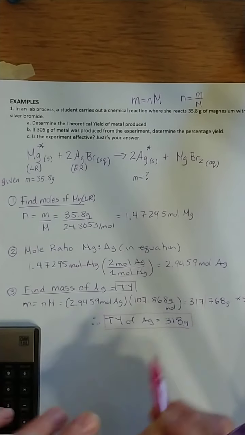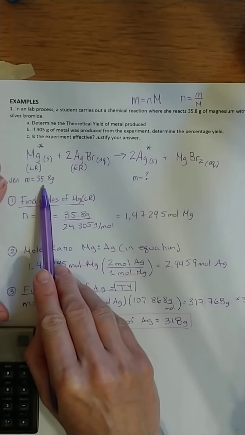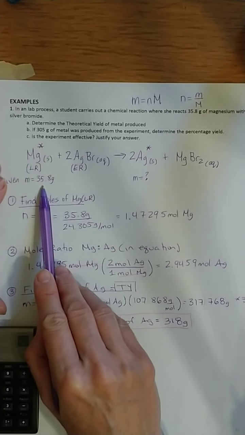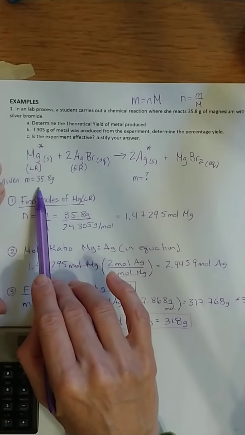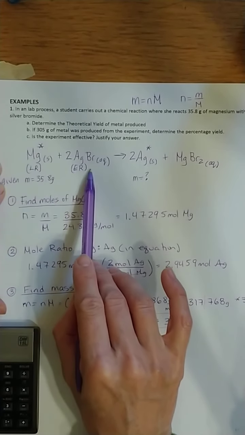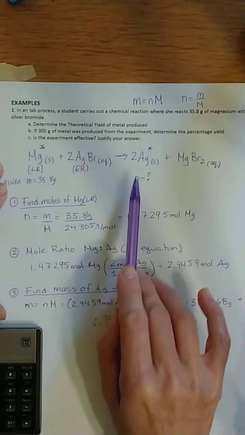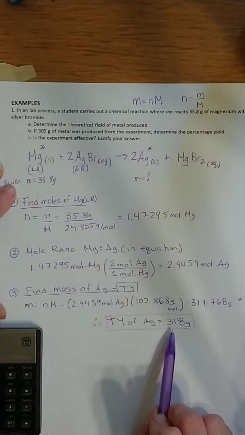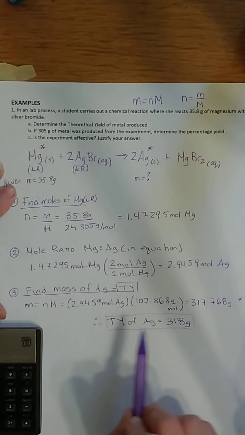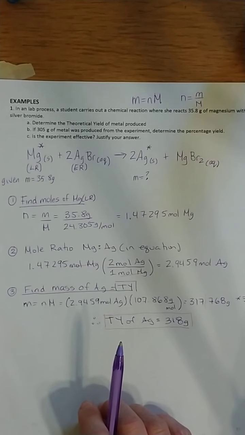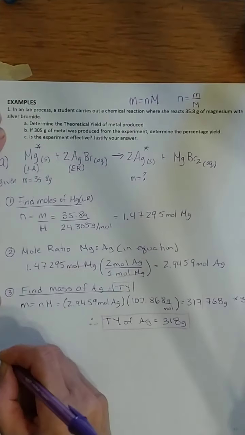So what does this mean? Well, it means that if I gave you exactly 35.8 grams of magnesium, and you completely reacted it, used it all up, and had some excess silver bromide left over on the other side of the equation, you should produce exactly 318 grams of silver. Exactly that mass. That's the theoretical yield. Okay, so now we're going to go to part B. So this was A. Part B.